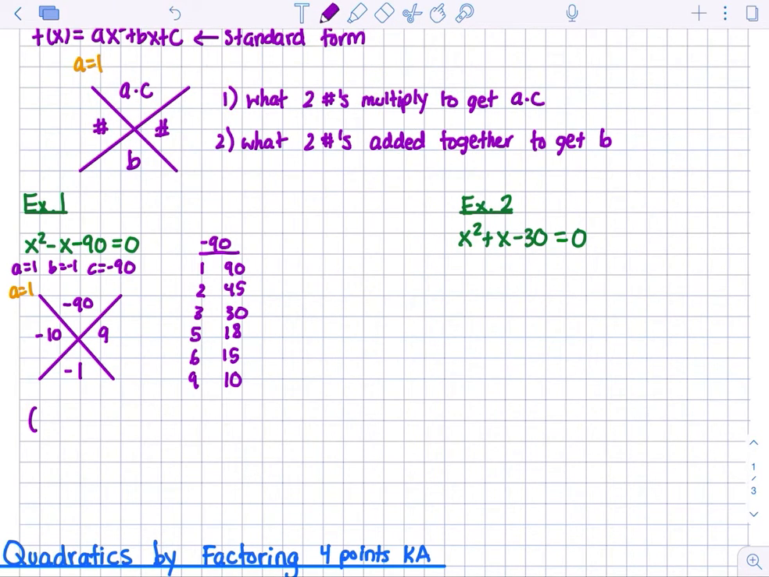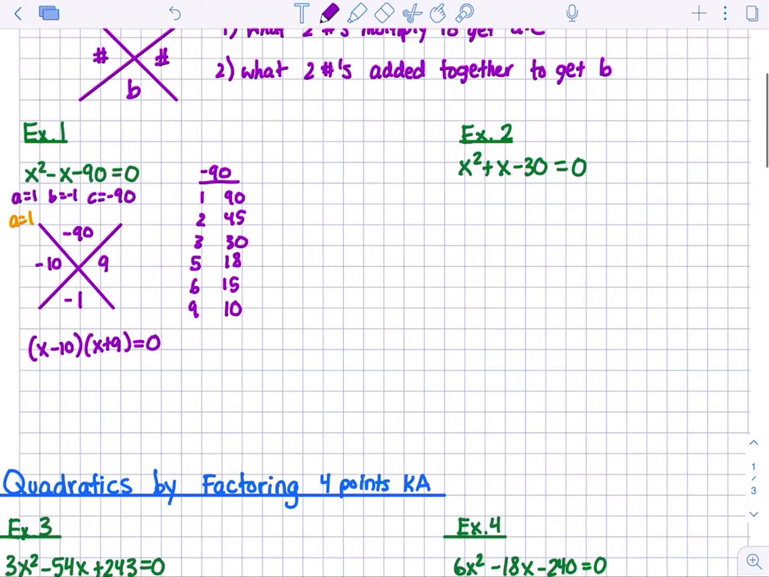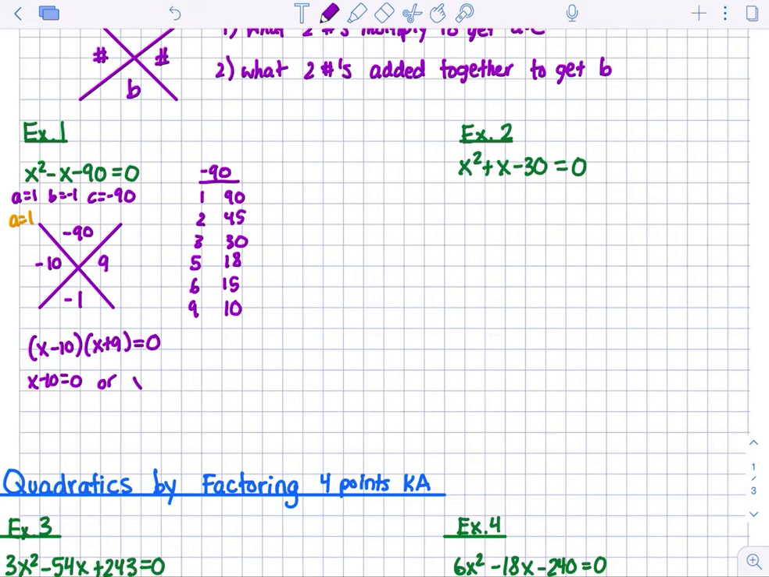So x minus 10 and x plus 9 is equal to 0, -10 coming from there, and 9 coming from right there. Now you just solve. So this is your zero product rule. x minus 10 equals 0, or x plus 9 is equal to 0. Add 10, so x is going to equal 10, or subtract 9, x is going to equal -9.